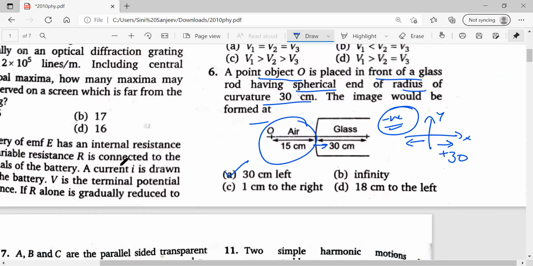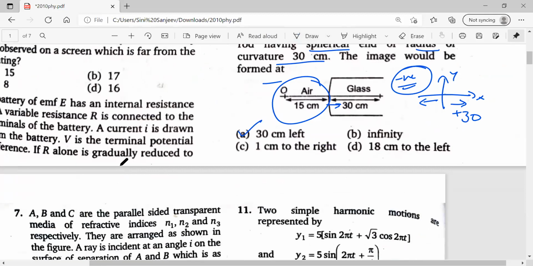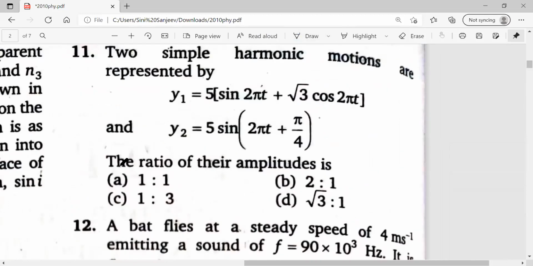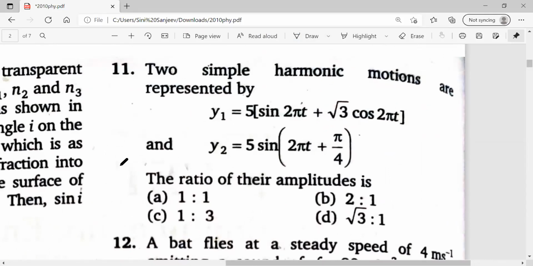So let me go to the next one. A most important question of today's. Okay, this is the most important question, so everyone, I want you to give your full attention to this. Two simple harmonic motions are represented by the two given equations.